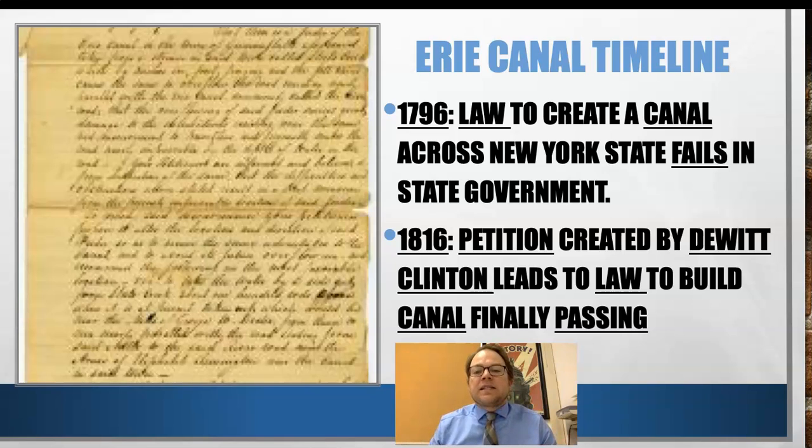So in 1796 they tried to create a law to look into creating a canal. That failed. It did not pass the New York State government at all. They didn't have the votes.